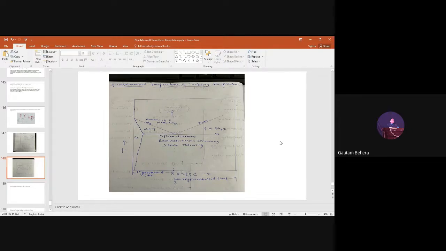Another hint I can give you: above A1 for eutectoid steel, austenite is stable. Below A1, it is unstable. Similarly, for hypoeutectoid steel, above A3, austenite is completely stable. Below A3, it is unstable, and below A1, it is completely unstable. I have given you enough hints.